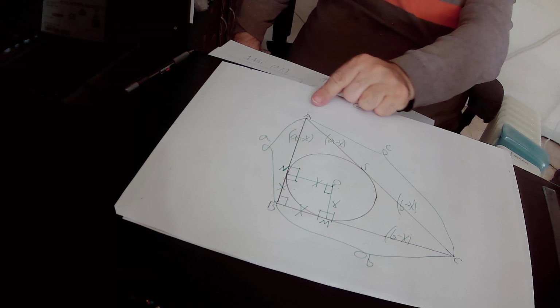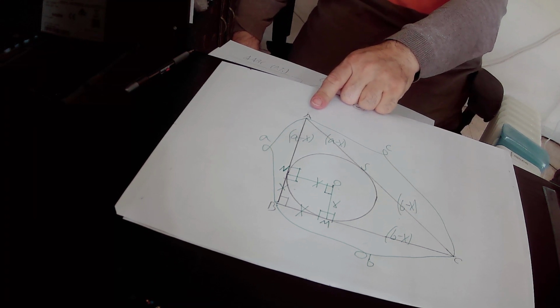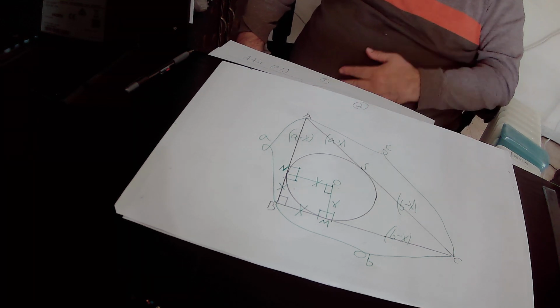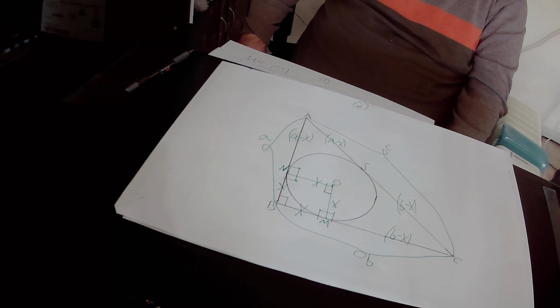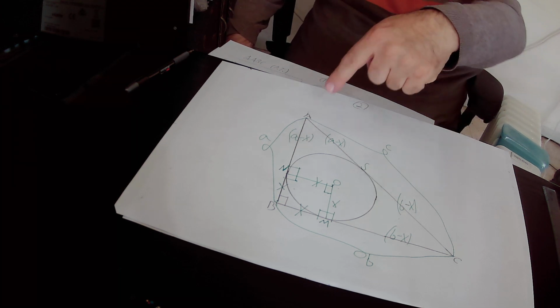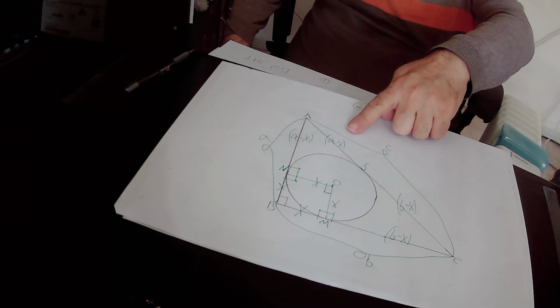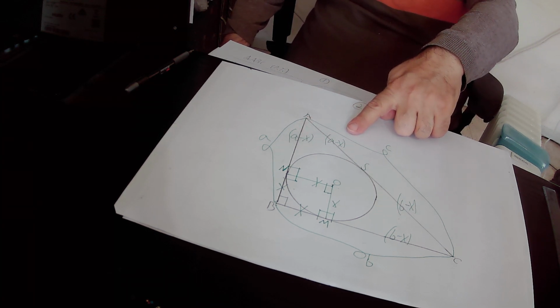Then focus on the external point A. From the external point A, we have 2 tangents to this circle, tangent AN and tangent AS. And according to rule number 2, that the lengths of 2 tangents from an external point to a circle are equal, we get that AN must be equal to AS. But AN is A minus X, therefore AS must also be equal to A minus X.